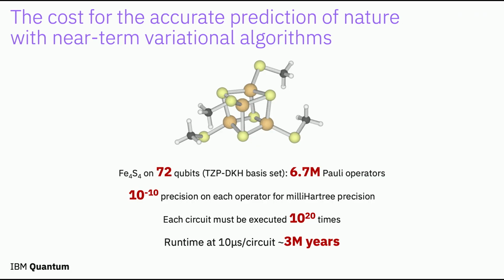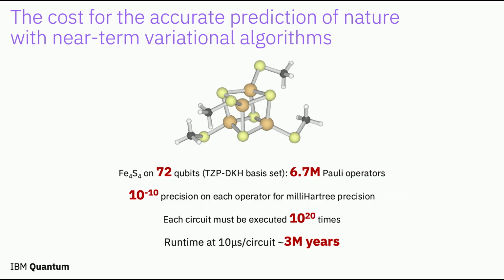Now, if we wanted to even measure the energy once for this molecule with these 6 million Pauli operators, this will result, using standard VQE techniques, in a runtime of 3 million years even on our quantum processors, which are the superconducting-based quantum processors, which are the fastest ones.